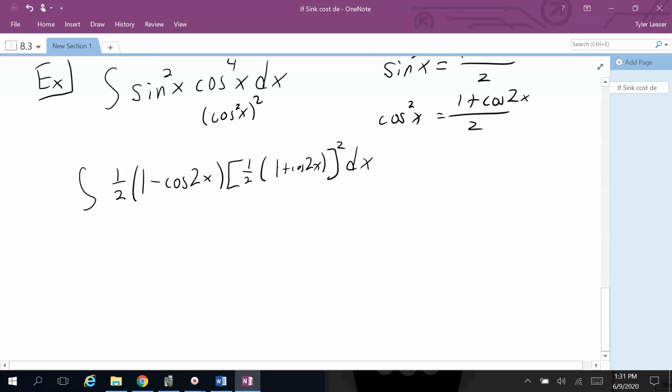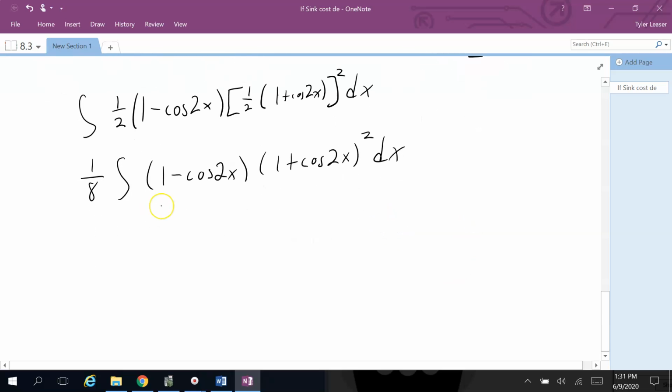Let's try and rewrite this all out just to see what we have. First off, we're going to have a 1/8 to pull out front. That's this 1/2 and then this 1/2 squared, which is 1/4. 1/2 times 1/4 is the 1/8. I have this (1 minus cosine 2x), and then I have this (1 plus cosine 2x) squared. Not really much else we can do here except for squaring that out and then combining as much as we can. So we still have the 1/8.